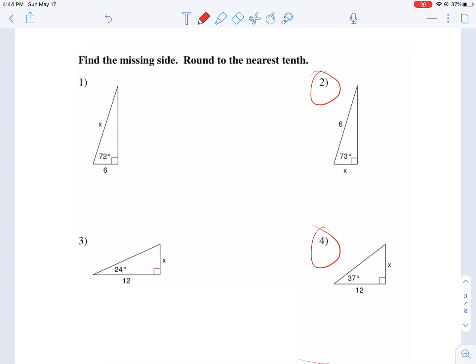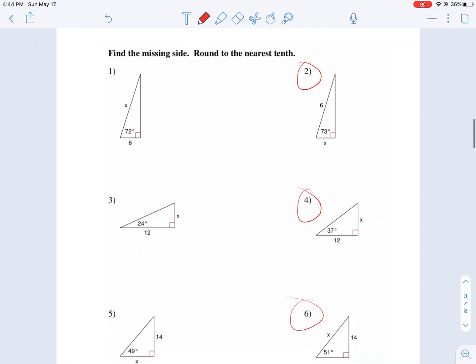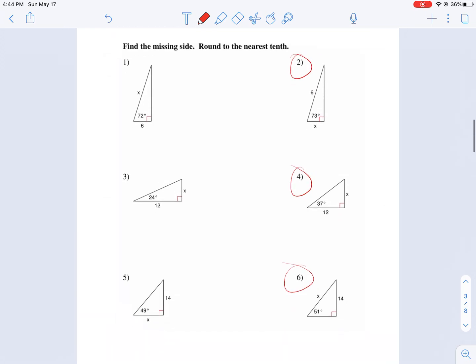So, find the missing side. I can shrink this so I can get all three at once. So, SOHCAHTOA. Okay. So, in this first one here, in all of these cases, we're finding the missing side. They give us the angle, and it's up to us to use those ratios to find the missing side. Okay, so this one is our adjacent side.